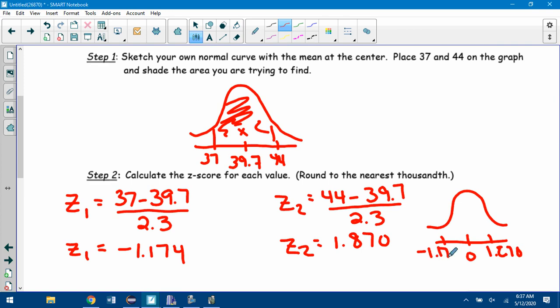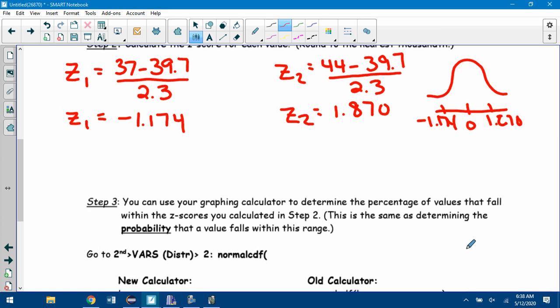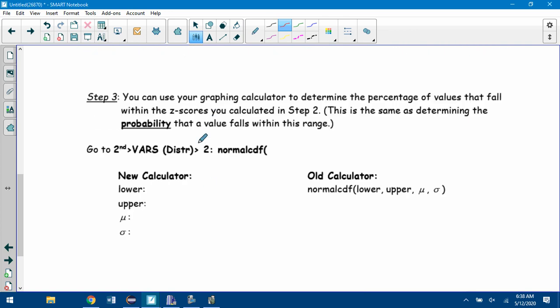So the same picture, now I could use the chart, except those values aren't on the chart. The chart only gives me nice numbers like 1, negative 1, 0.5. These are too weird, so here's where the calculator comes in. You can use your graphing calculator to determine the percentage of values that fall within the z-scores you calculated in step 2. This is the same as finding the probability that you're in that range.